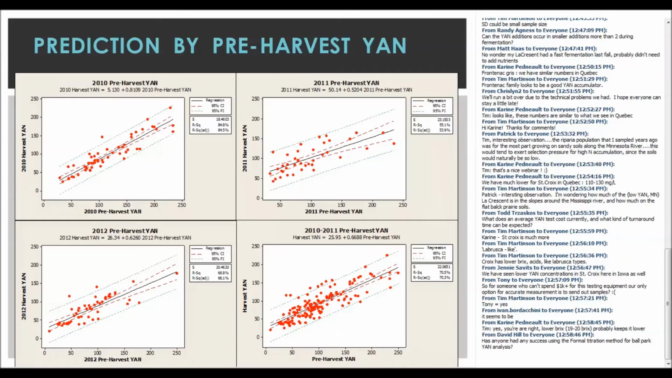It kind of went a little haywire in 2011, which was a very wet year. We had a lot of rain between our 2-week measurement and our harvest measurement. You see our R-square went down to 53. In the lower left-hand corner, 2012 firmed up again around 66.